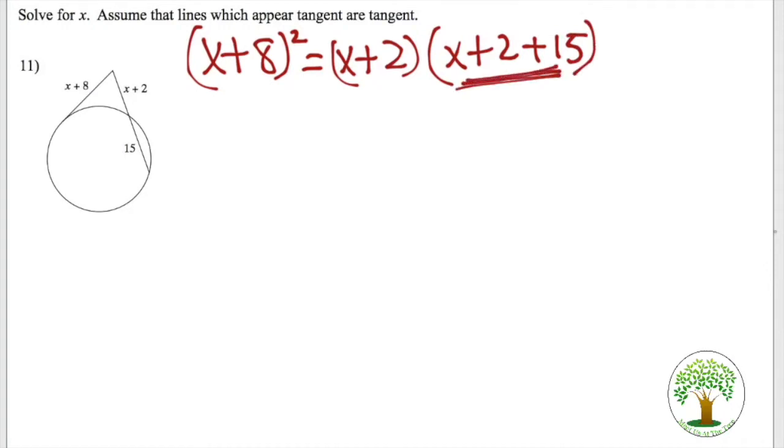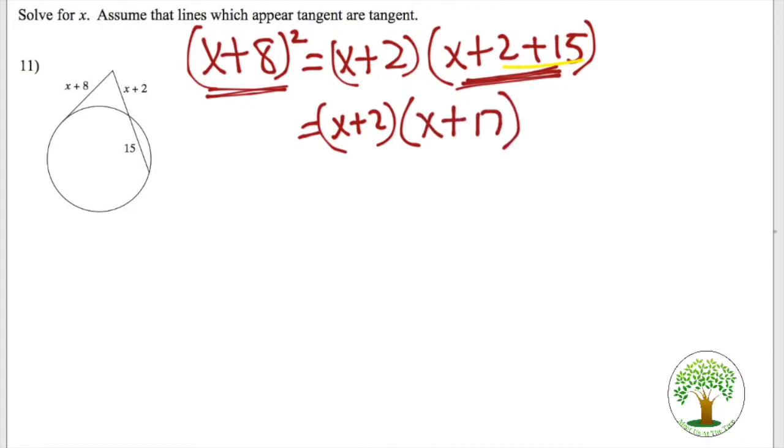I'm going to simplify this first. At the same time, in the next step, I'm going to multiply that out. Now, I want you to be cautious when you multiply that out. Let's simplify this side first, and then we'll talk about that. So over here, I'm going to have x plus 2. And this 2 and 15 are going to add up to 17. So I'll have x plus 17. This x plus 8 squared means x plus 8 multiplied by x plus 8.